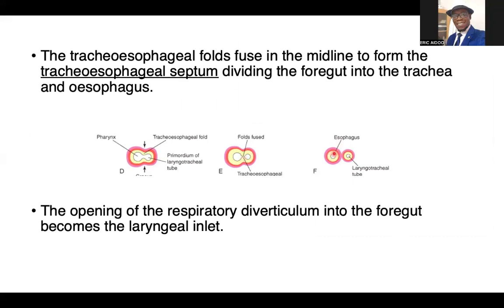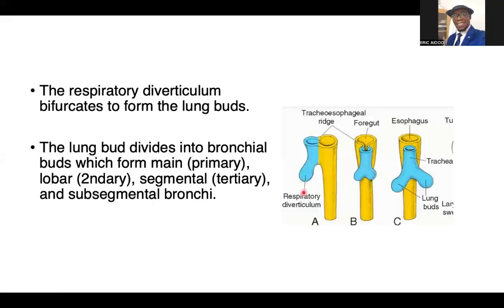So here you have the esophagus and the trachea. In this very diagram, this will be the anterior portion, and that will be the posterior portion, because the trachea will come first and then the esophagus is behind. That is why the epiglottis is supposed to cover the trachea to usher food into the esophagus. The opening of the respiratory diverticulum into the foregut becomes the laryngeal inlet.